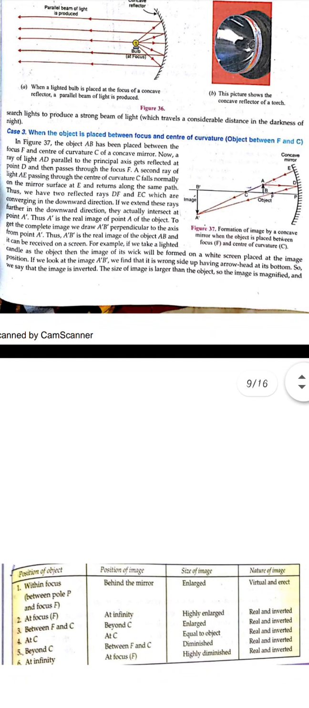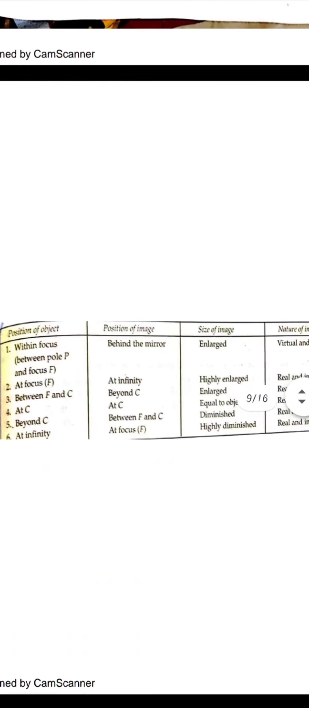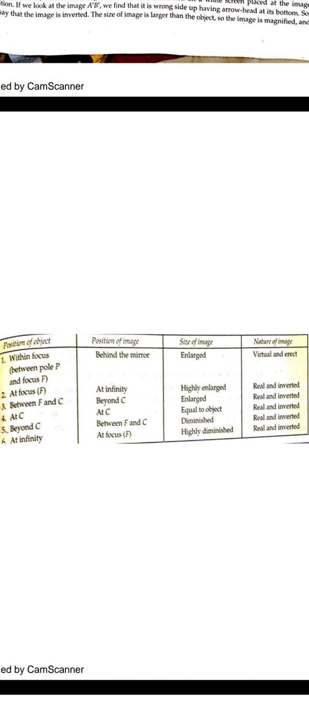Similarly, the third point: whenever the object is placed between the focus and the center of curvature, the image is formed at some point beyond the center of curvature, that is, behind the mirror but beyond the center of curvature. The image formed is highly magnified, that is, more than the height of the object. So there are some rules for how this image formation is done. Remember these points by heart, that is, how the image is formed and what the nature of the image is.